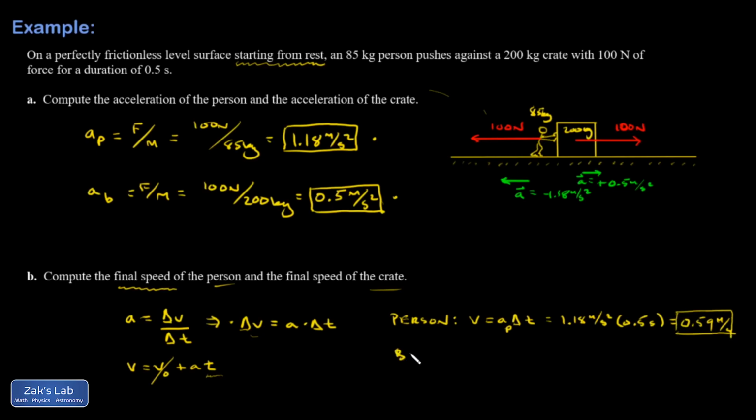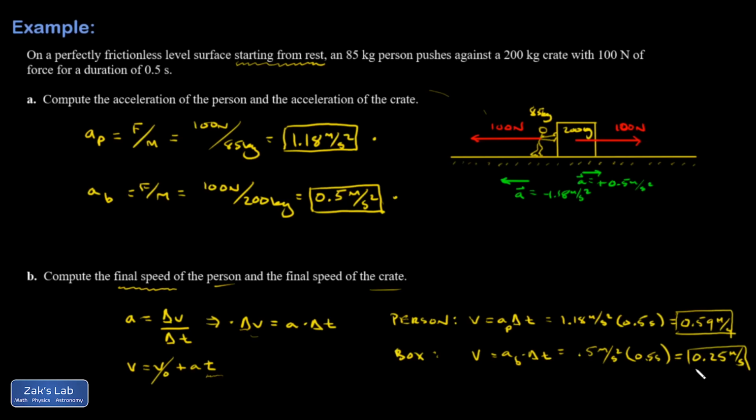All right, the box. Final speed is going to be acceleration for the box times how much time went by. So that's 0.5 meters per second squared times 0.5 seconds. So that gives me 0.25 meters per second.